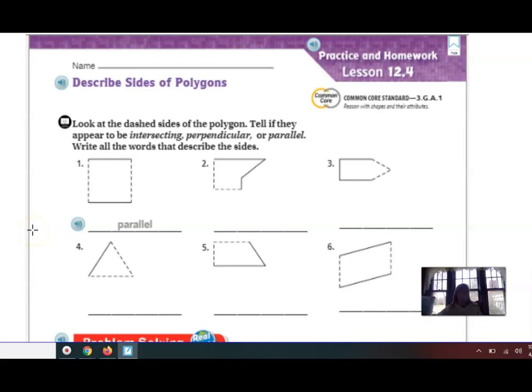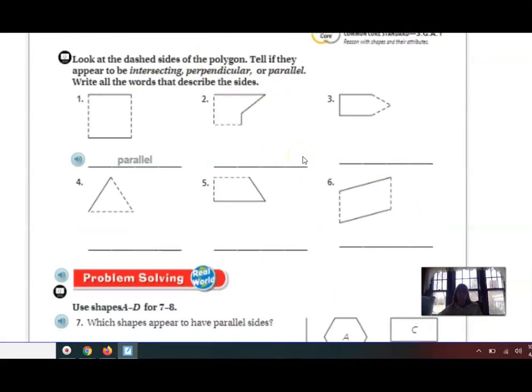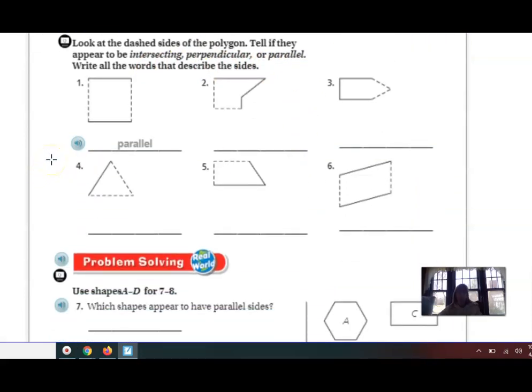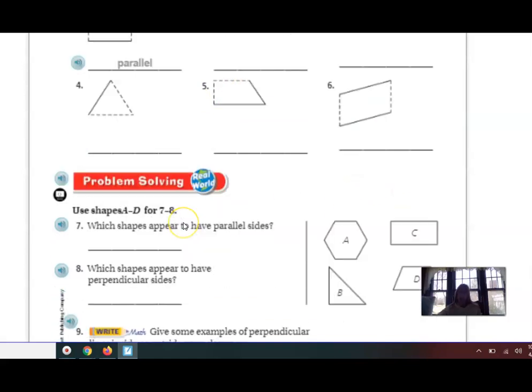All right, so welcome back. So it says look at the dashed sides of the polygon. Tell if they appear to be intersecting, perpendicular, or parallel. Write all the words that describe. So number 1 was parallel. Number 2 is intersecting and perpendicular. Number 3 is intersecting. Number 4 is intersecting. Right, here's 5. It's special because it has a 90-degree angle, just like up here. Perpendicular and intersecting. And then we have parallel.